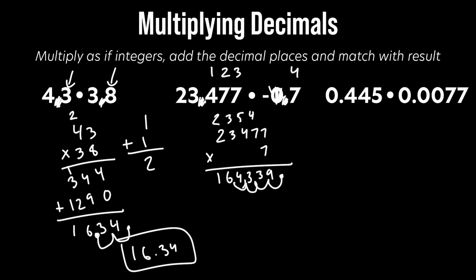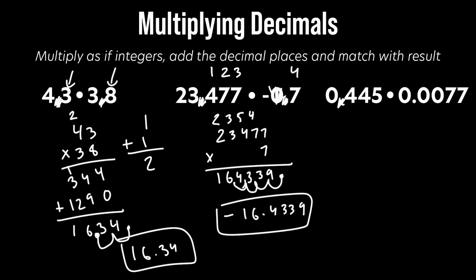And remember that the 7 is negative. So our number is going to be negative. So it's going to be negative 16.4339. And finally, we have 0.445 times 0.0077.